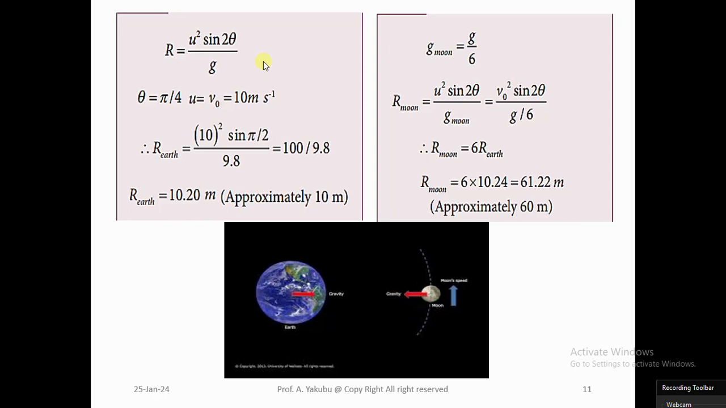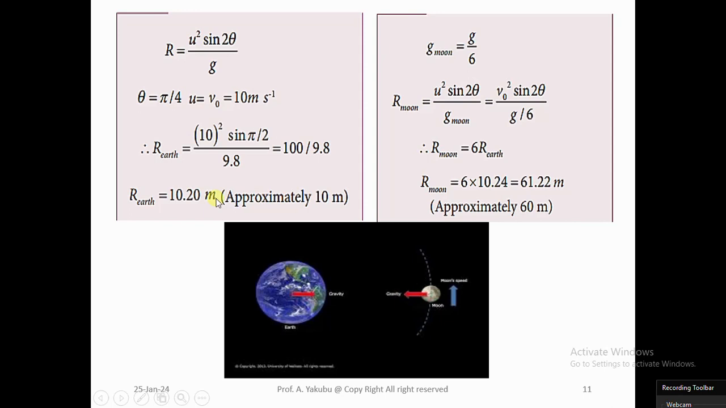Then solve that out. Do the calculations yourself. Don't get confused. This is 2 theta, theta is pi over 4, and 2 divided by 4 will give you 2 in the denominator, so you'll be left with pi over 2, and that is why you have sine pi over 2. Pi over 2 is 90 degrees, and sine 90 is 1. So 10 squared is just 100 divided by 9.8. In this equation, we are using g as 9.8. And we end up with an approximation of 10.2 meters.